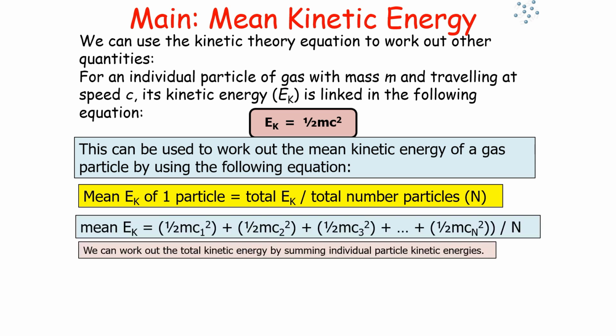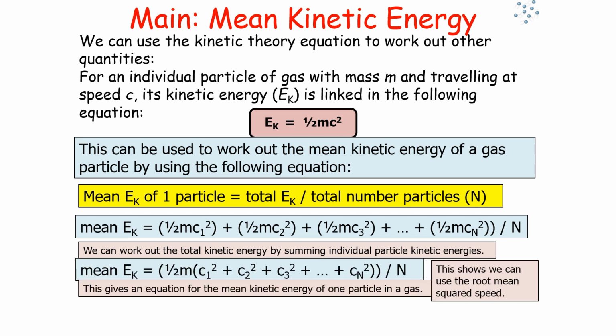So the mean kinetic energy is going to be 1/2 m c1 squared plus 1/2 m c2 squared up until 1/2 m cn squared, divided by N. So what we're doing is working out the total kinetic energy by summing the individual particle kinetic energies. Therefore we can take 1/2 m out to factorize it, because it's a constant term in all those individual particles. So we can now say the mean kinetic energy is equal to 1/2 m open bracket c1 squared plus c2 squared plus c3 squared plus cn squared, and then divide that by N. This gives us an equation for the mean kinetic energy of one particle in a gas.